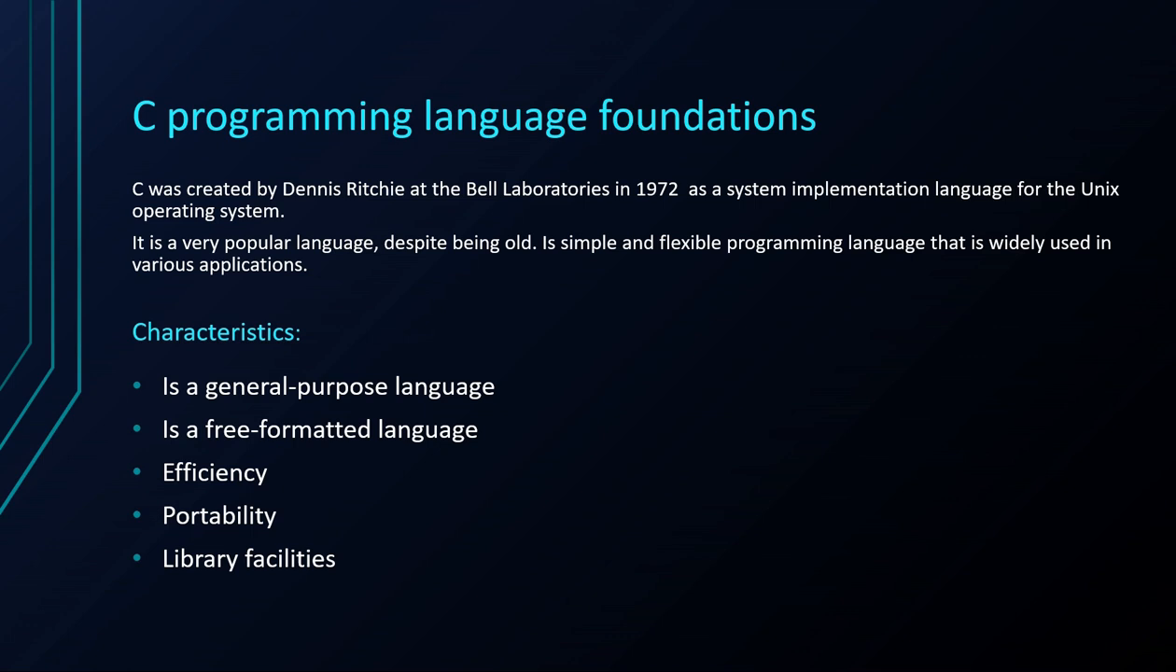C is a general purpose language. It's a free formatted language and it's preferred because it runs faster and takes less space than other programs. Efficiency and portability are the most important considerations. Library facilities also play an important role.